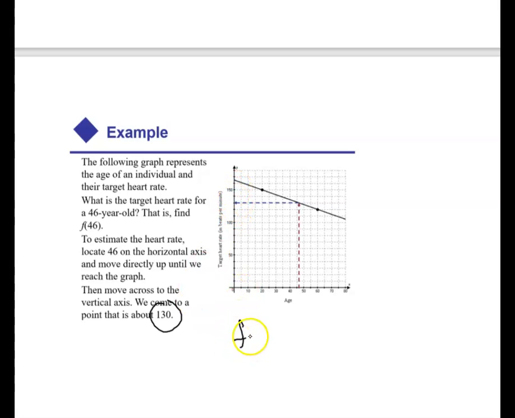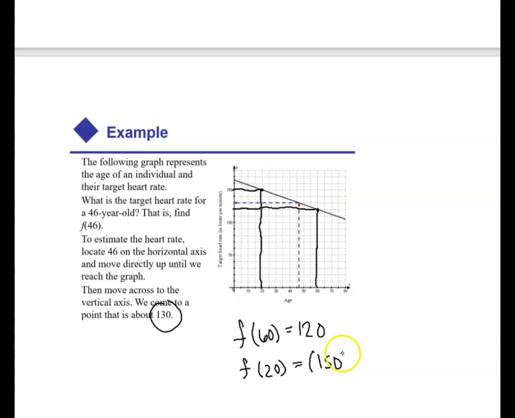So what if I said find f of 60. Okay, so we would go to 60, which is the age of the person. Okay, and then we would go over, and we'd say, oh, the target heart rate looks like this is 100, 110, 120. Okay, let's do one more. Let's do the target heart rate of somebody who is 20 years old. So we would go to our graph, go to 20, go up, over, 150. And we don't need those parentheses there.